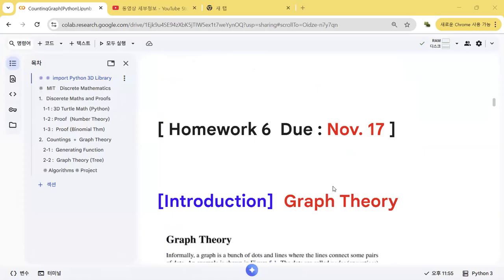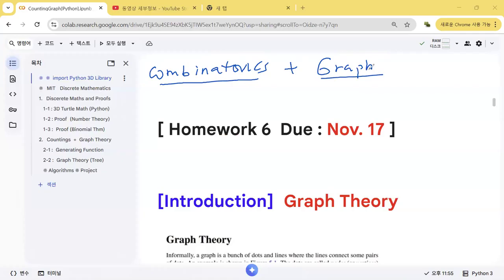We do not have enough time to cover graph theory. But in discrete mathematics, as I told you, there is combinatorics. Combinatorics is to find out the possible number of ways. And graph theory. These are the two main topics in discrete math, combinatorics and graph theory.